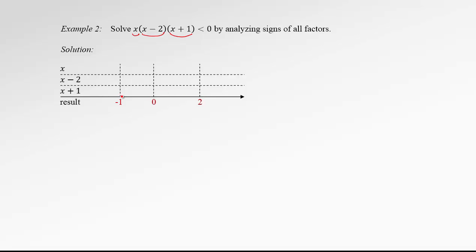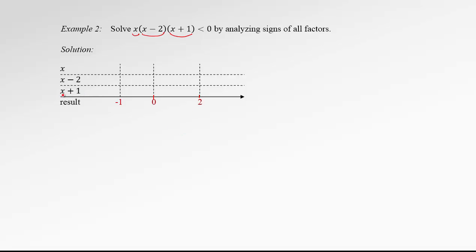We'll refer to them as critical points. Those are the x values that make each factor equal to 0. So the first factor equals 0 when x is 0, so we mark 0 on the number line. The second factor becomes 0 when x is equal to 2, so we mark 2 on the number line.